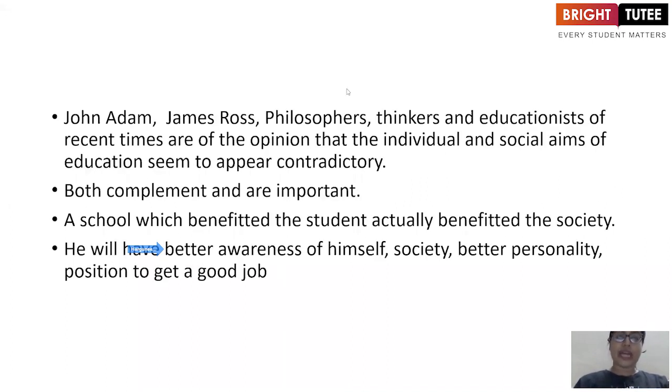Moving forward, John Adams, James Ross, philosophers, and many thinkers and educationists have commented, opined, and posited that the individual as well as social aims of education seem to appear contradictory. Where one school of thought supports the notion that they are complementary and parallel to each other, another school of thought emphasizes that somewhere they are contradictory in nature. But in reality, they actually complement each other, and both are very important and essential.